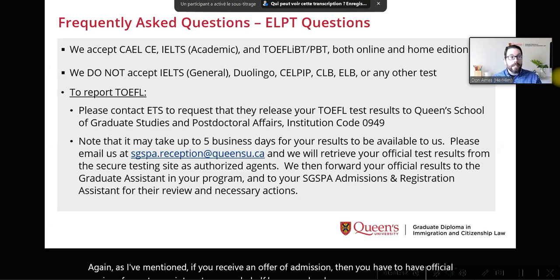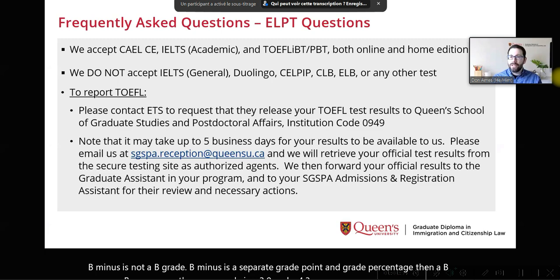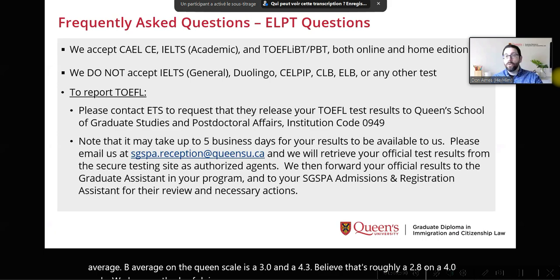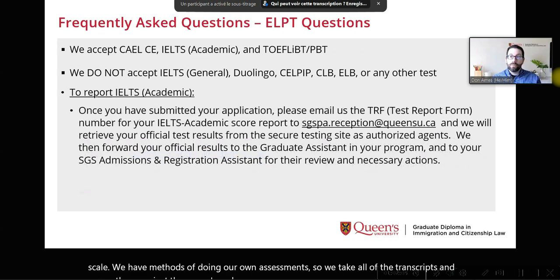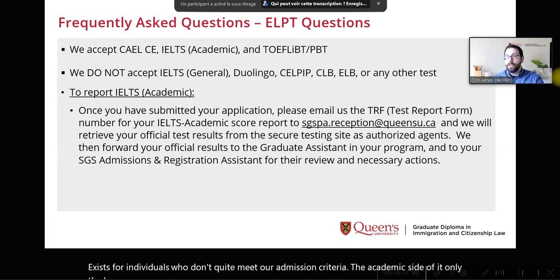B- is not a B grade. B- is a separate grade point and grade percentage than a B average. A B average on the Queen's scale is a 3.0 on a 4.3. I believe that's roughly a 2.8 on a 4.0 scale. We have methods of doing our own assessments. So we take all of the transcripts and assess them against the Queen's scale, but a B- average will not count. It has to be a B. So that's why the access pathway exists. It's for individuals who don't quite meet our admission criteria, the academic side of it, only the B average and the completed university studies.